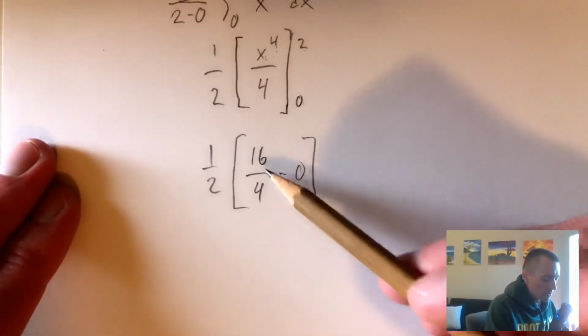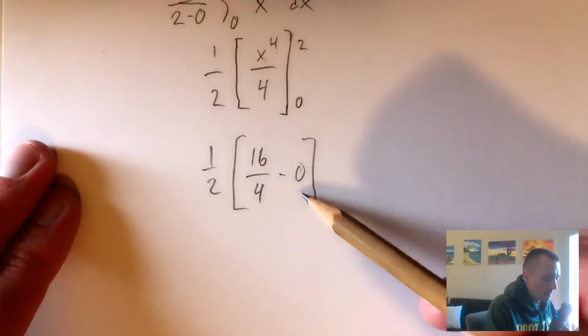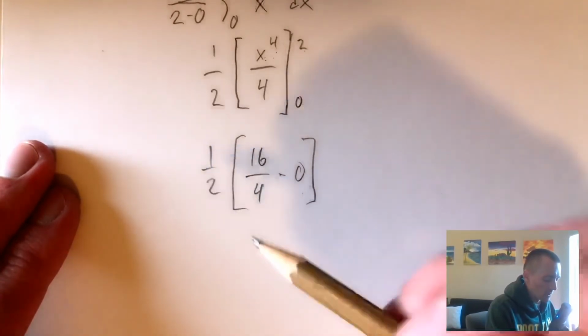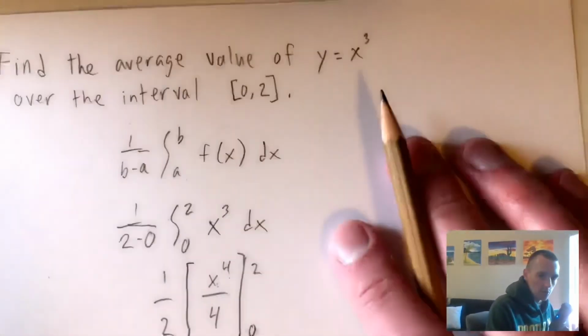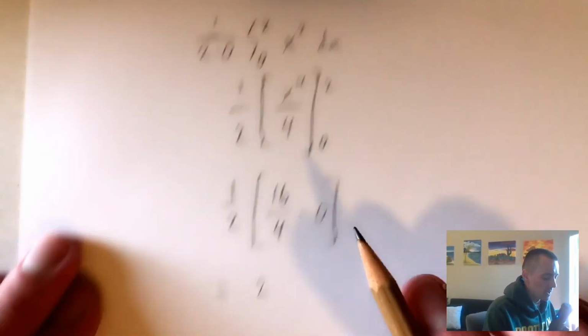16 over 4 is just 4. That's going to simplify to 4. Minus 0 is just 4. 4 times 1/2 is just going to be 2. So the average value of y equals x cubed over the interval 0 to 2 is just 2.